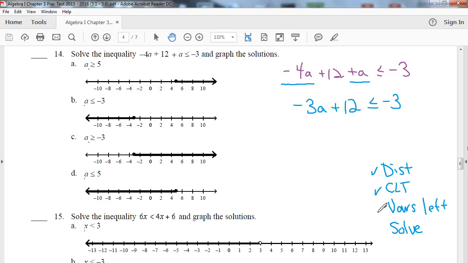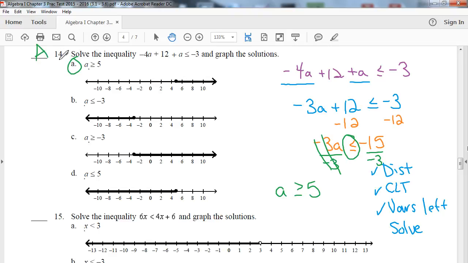We have no variables to move from the right to the left, so we're good there, and we can just solve from here. So from here I would subtract 12 from both sides. Negative 3a is less than or equal to negative 15. And then I can divide both sides by negative 3, which would also reverse this inequality symbol because we're dividing by a negative number. A is now greater than or equal to positive 5. That's option A for 14.